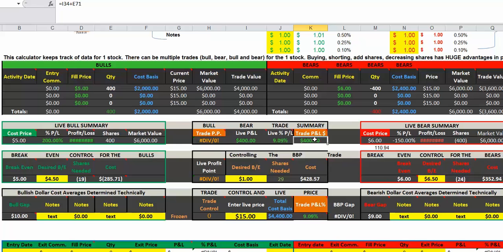So this is good in a scenario if you're losing money and you need to just stop the situation of losing any more money, and you need to freeze the trade. Just make sure the shares even out and you will freeze the live profit and loss.